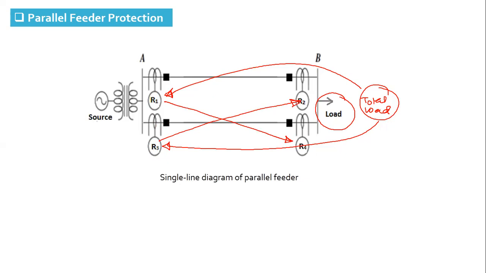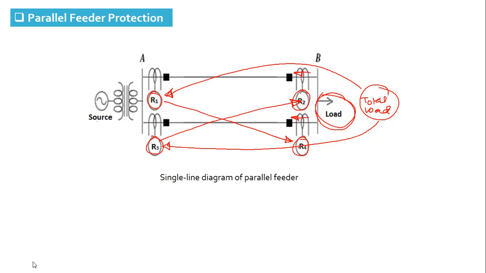Since the lines are identical, the settings of R1 and R3 will be similar, as well as the settings of R2 and R4. So in this way, the relay settings can be done. We cannot calculate the settings of R2 and R4 directly from the load, as they are directional relays. They are not going to be coordinated with the load side.